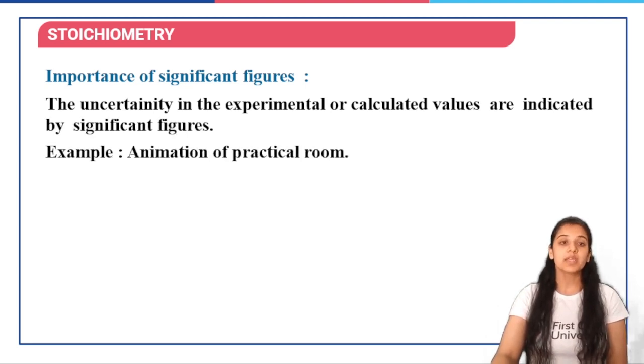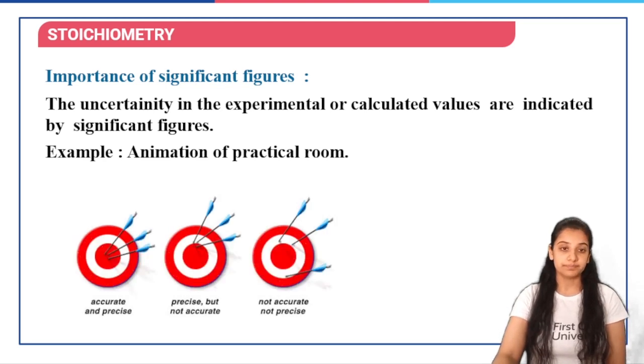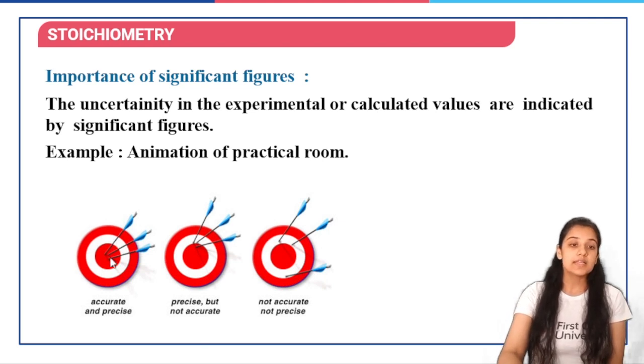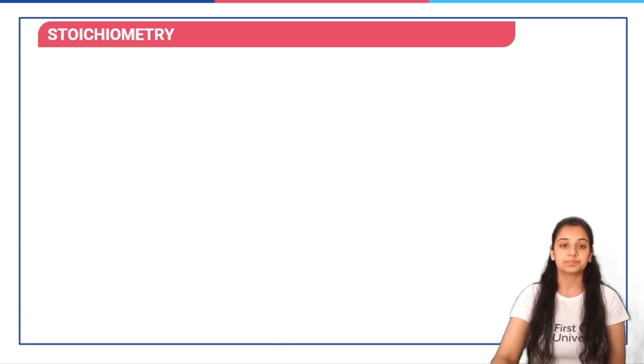For example, the animation of a practical room, right? So if you see, this first figure is accurate because it is exactly the same and it is also close to or nearby to what we expect. So that is accurate as well as precise. Now here, it is not accurate because it is not exactly where it is supposed to be near my arrow that I'm moving, but it is somewhere close to what we expect. So it is precise but not accurate, and this is neither precise nor accurate.